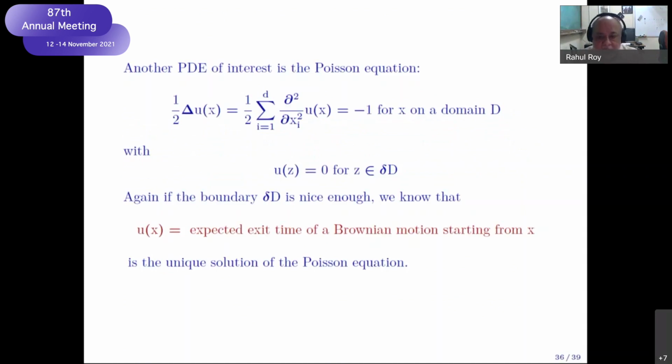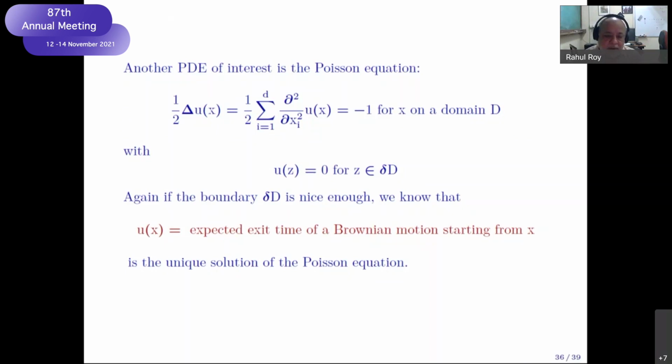Okay. So this is what I'm saying about the applications of random walk in pure mathematics. So another PDE of interest is the Poisson equation, which is very similar, except that we have half of the Laplacian. This sum is called the Laplacian. Half of the Laplacian of u of x equals -1 for x in a domain. Time doesn't change, for just a fixed time t. And what we're given is that at the boundary, u of z equals 0. Okay. So this is called the Poisson equation.